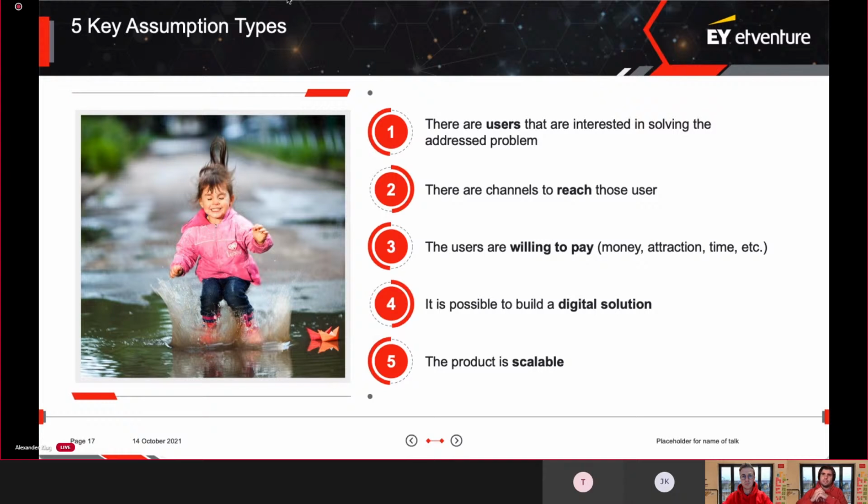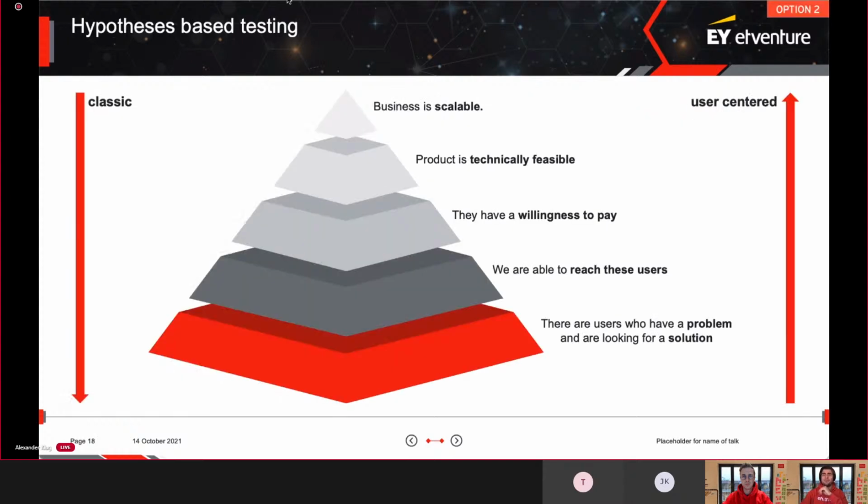And fourth, it is possible to build a digital solution. And then fifth, the product is scalable. So you see, fourth is it is possible to build a digital solution. And we also at Adventure.ai have a pyramid.